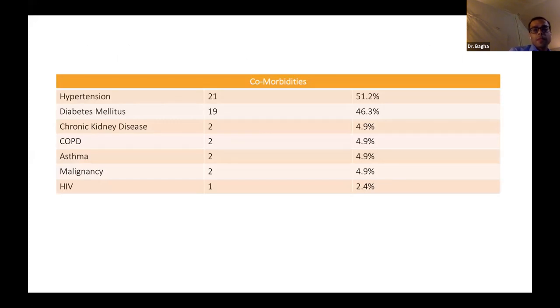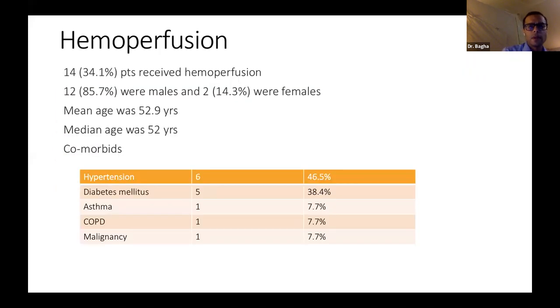These are the various comorbidities of the patients who were admitted to the intensive care unit. The majority of the patients were hypertensive, followed by diabetes. Both hypertension and diabetes portend the worst prognosis when somebody gets COVID-19 with these comorbidities. Only two patients had chronic kidney disease, two had COPD, two had asthma, two had malignancies, and only one was HIV positive. Now, 14 out of these 41 patients, that is 34.1%, received hemoperfusion.